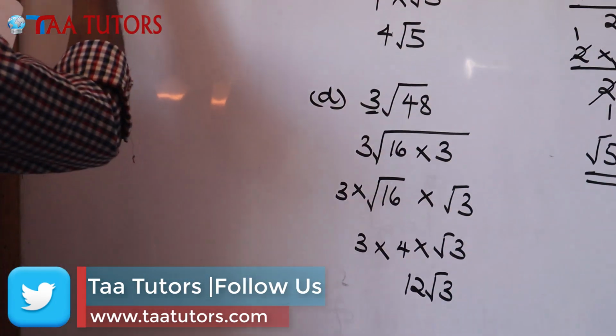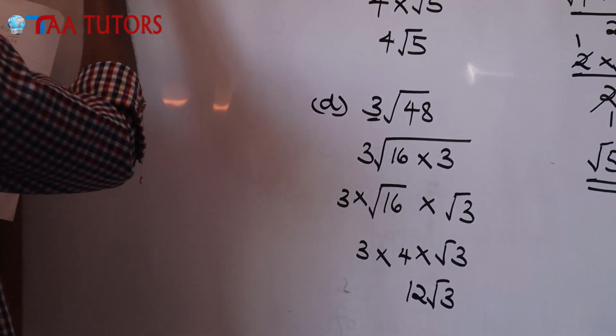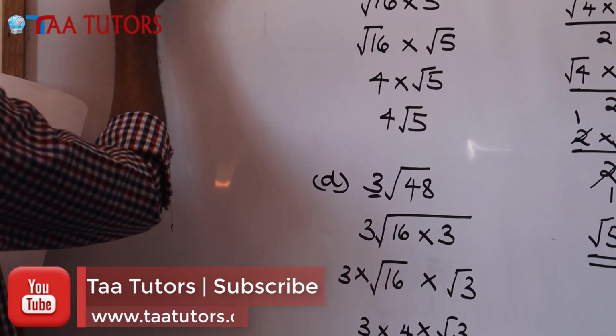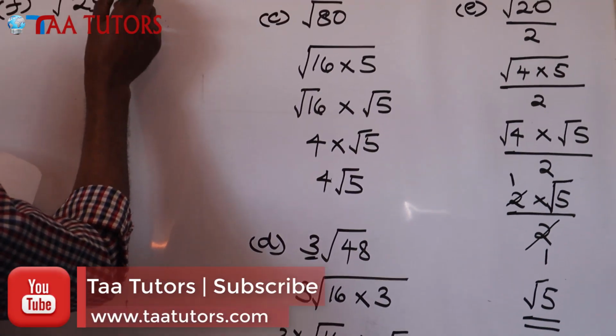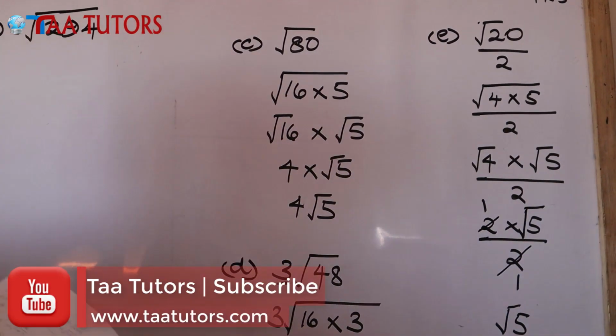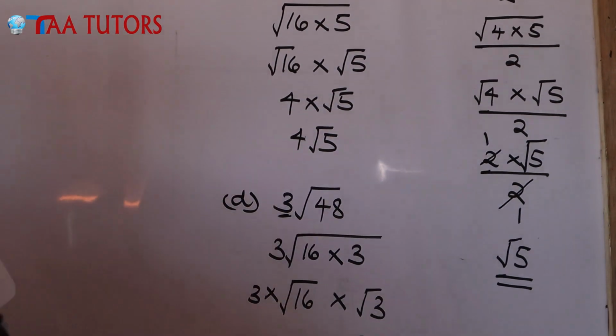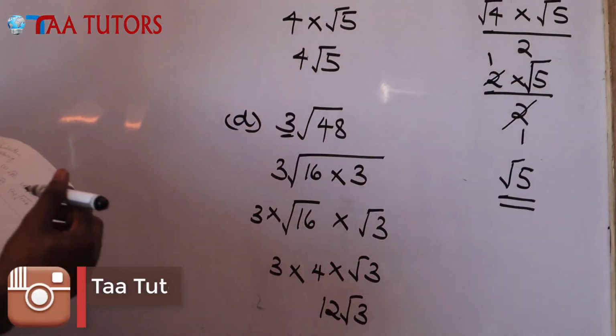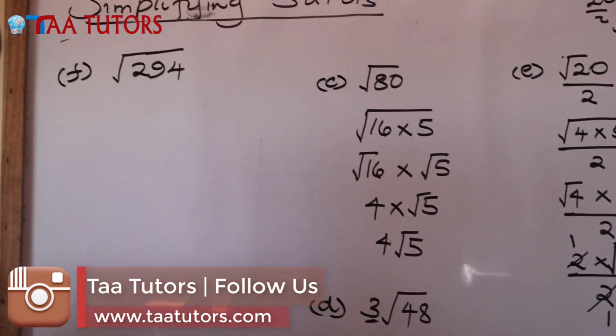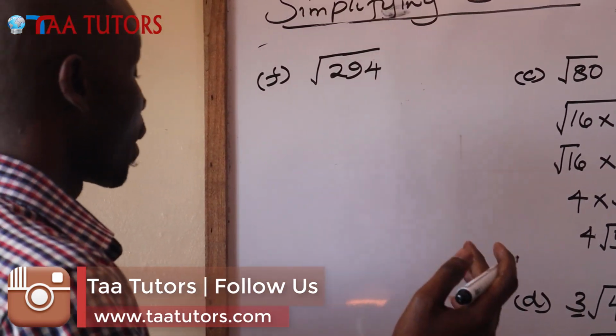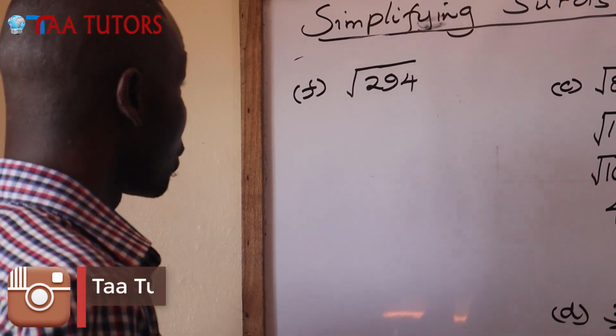So F here is SAD 294. SAD 294. Which number will go into this SAD 294 by giving us one square number and one non-square number? Let's just start by 2.